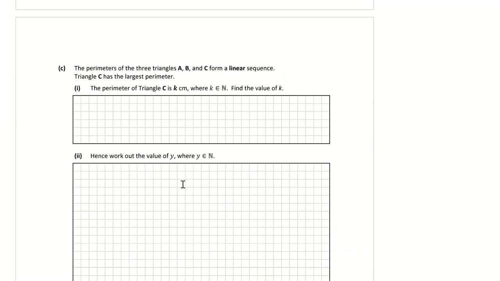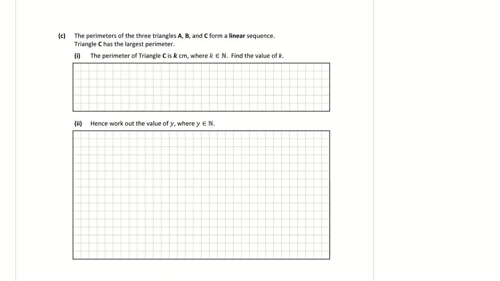Looking now at C. The perimeters of the three triangles A, B, and C form a linear sequence. Triangle C has the largest perimeter. The perimeter of triangle C is K. Find the value of K. Linear sequence just basically means it goes up by the same amount each time, so I add on a number each time to give me the next one.